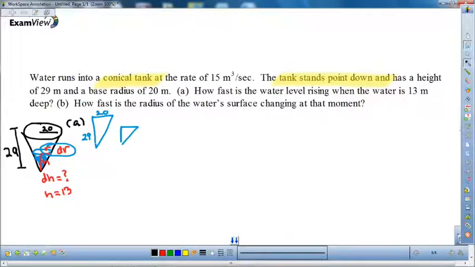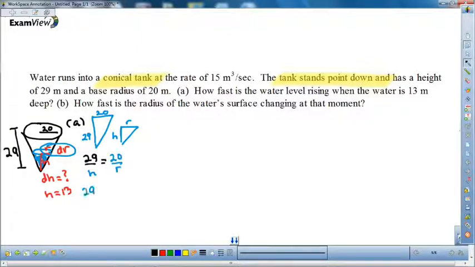Now I'm not going to put 13 in here. A lot of you guys want to do that. The reason I'm not putting 13 is because I want it for all moments and times, and the height is not always 13. The height of the water changes. So we're going to write 29 is 13 as, oops, sorry, that should be h. I forgot to change it back. So don't put 13. So 29 is to h as 20 is to r.